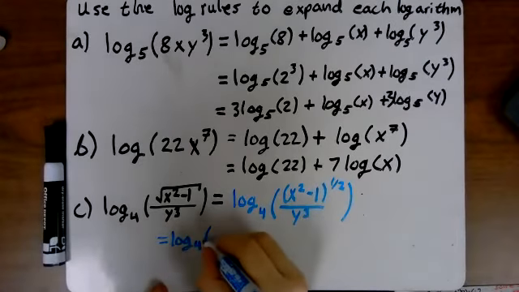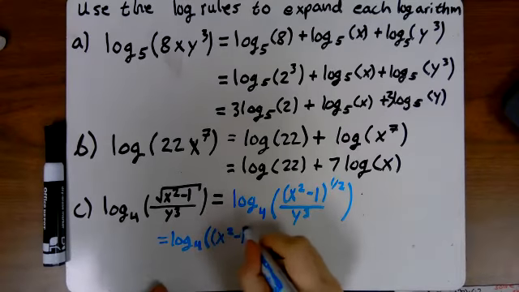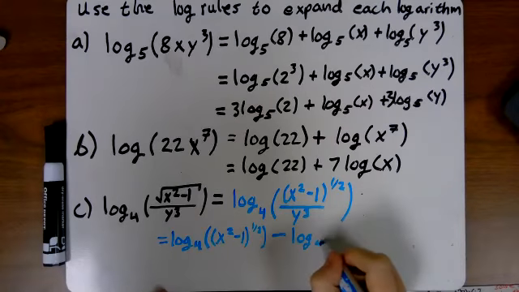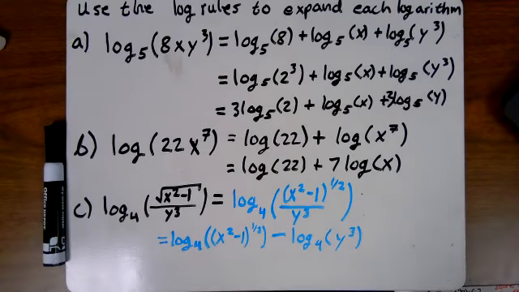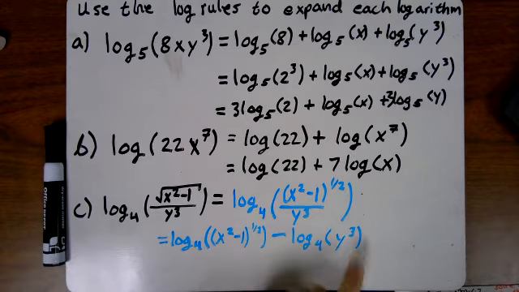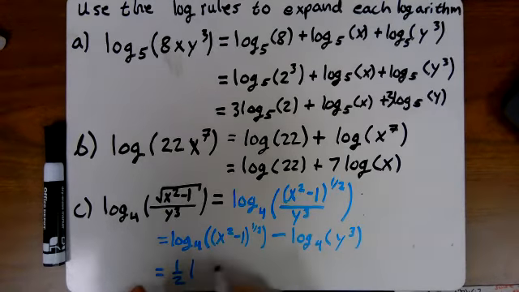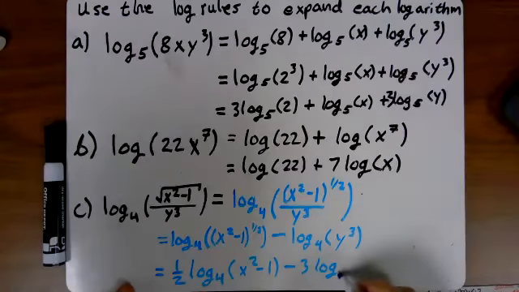Log base 4 of x squared minus 1, to the 1 half, minus log base 4 of y cubed. Okay, but we're not done yet. We can pull out each of these exponents to get 1 half log base 4 of x squared minus 1 minus 3 log base 4 of y. There we go.